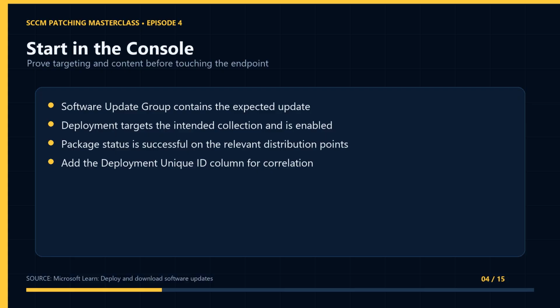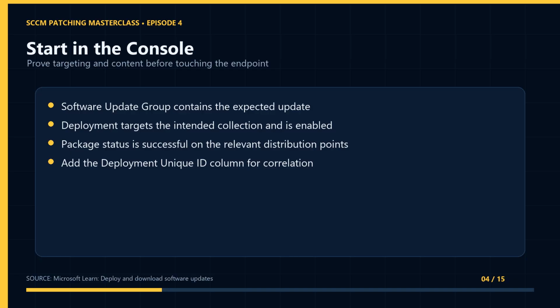Before changing the client, prove the design in the console. Under Software Library and Software Updates, confirm that the expected update is still in the deployed software update group. Open the deployment properties and verify the target collection, purpose, software available time, deadline, notifications, download settings, and maintenance window overrides. Confirm that the test device is currently a member of the target collection.